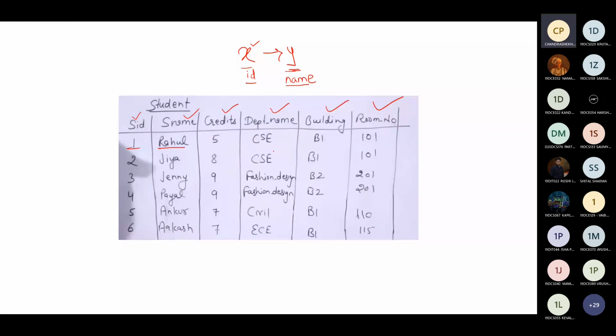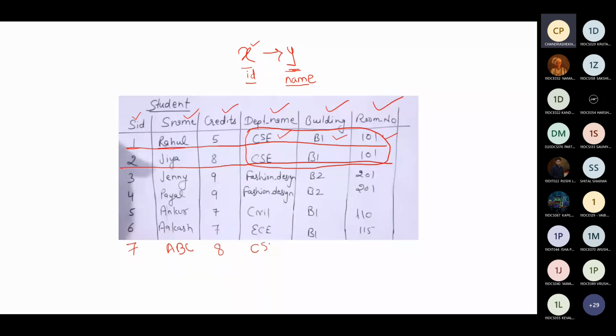Okay. So if you observe here, these two records are different. Roll number 1 and 2 records are different in the student number and the student name. But if you observe these details, that is department name, building number, and room number, the department name is the same. When the department name is CSE, the building is B1 and the room number is 101. So suppose I am going to add a new record 7, with a new student name ABC, with credit, suppose 8, and the same CSE department. So I have to repeat this information, 101.